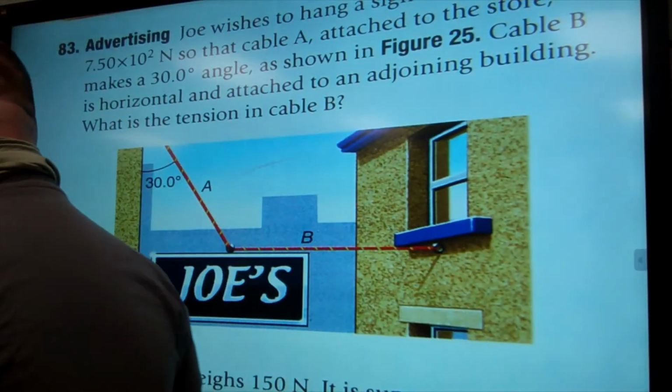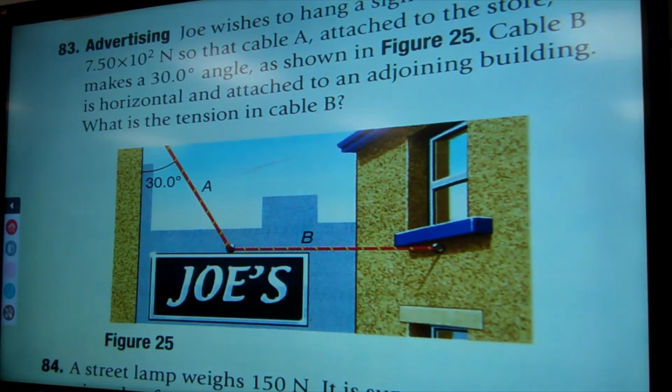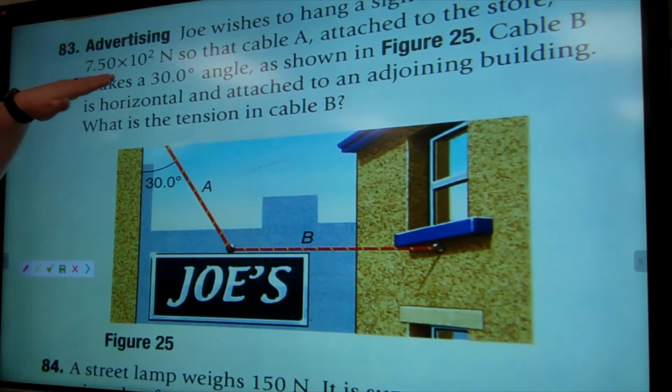So let's take a look at it. I'm not going to do any math. I'm going to do the physics part. So whenever you look at this, think about it. Free body diagram. It says that we hang a sign weighing 7.50 times 10 to the second newtons.